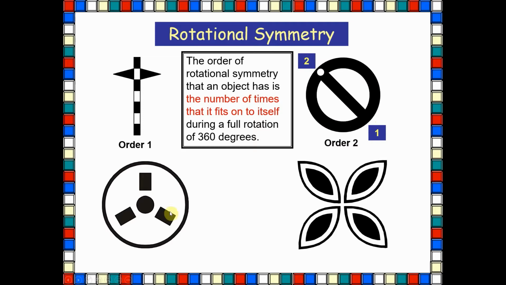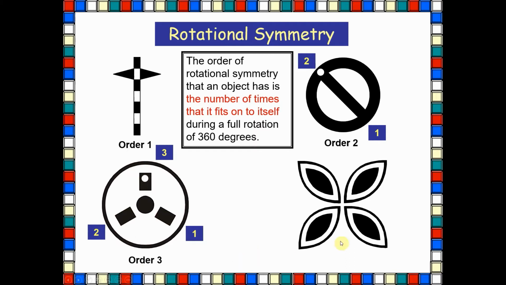Here, this shape, again, we're going to put a circle there so that we know from where we started, and we start turning the shape. That is the first time that it fits into itself, second time, and third time, and we have ended where we started. So this shape has order 3. It has rotational symmetry of order 3.